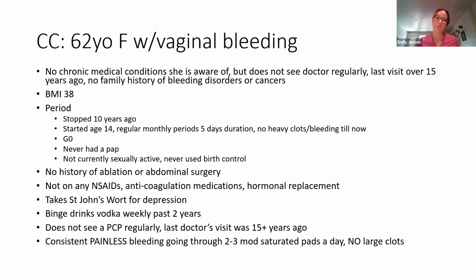So she doesn't have any chronic medical conditions, but she doesn't see a doctor regularly. Her last visit was over 15 years ago. She doesn't have any family history of bleeding disorders or cancers, but she does have a BMI of 38. As far as her menstrual history, she stopped having periods 10 years ago, but she started at age 14. And once they regulated, she had them for 5 days with no heavy clots or bleeding until now. So she's passing heavy clots, she's bleeding. She never had any kids. She's a G0 and she's never had a Pap. She doesn't like doctors and she's not currently sexually active and she's never used birth control.